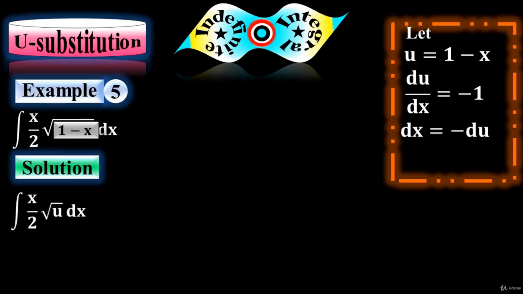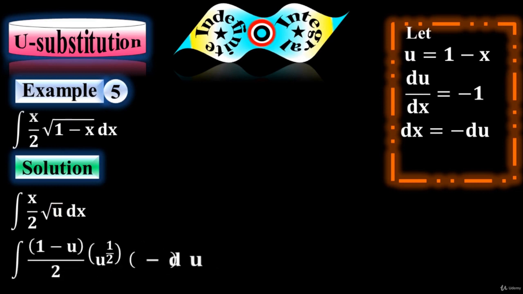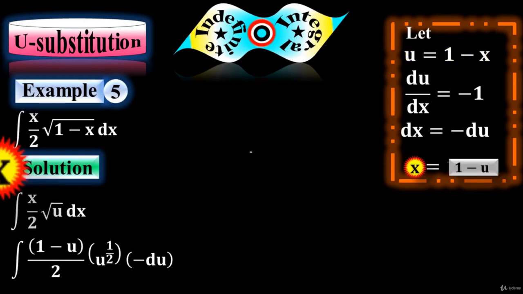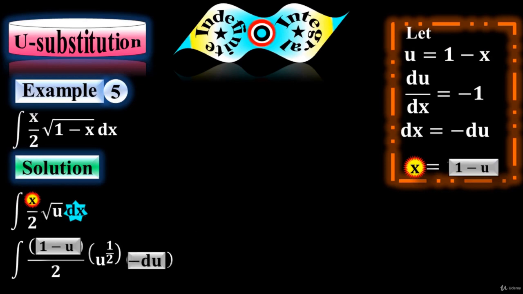Integral of x over 2 times the square root of u. We just replace 1 minus x by u here. Solve it further. Integral of 1 minus u over 2 times u to the 1 over 2 times minus du. If we take this term, can we write x equals 1 minus u? Yes, we can write. Just replace the x by 1 minus u here and dx with minus du.